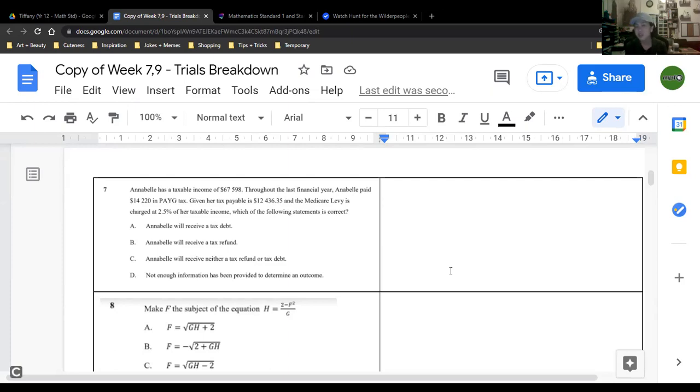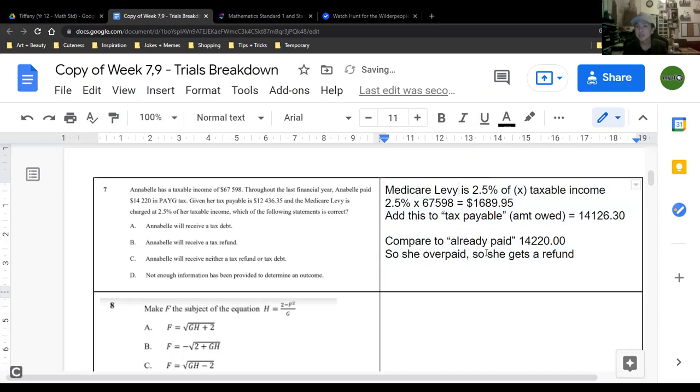With tax questions like this, you just need to decide how much tax she owes and how much tax she actually paid. The pay-as-you-go tax is how much she actually gave the tax office throughout the year, as you go. On her weekly paychecks, she was paying that tax as she goes. So she already gave the tax office 14220. You just need to decide how much she owes the tax office, and let's see the steps in doing that.